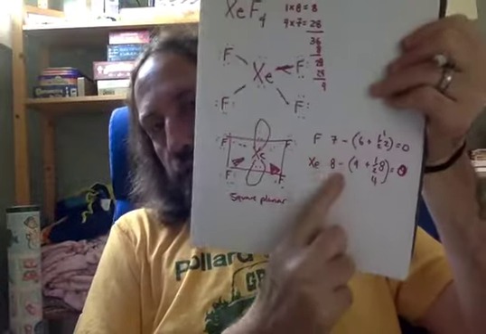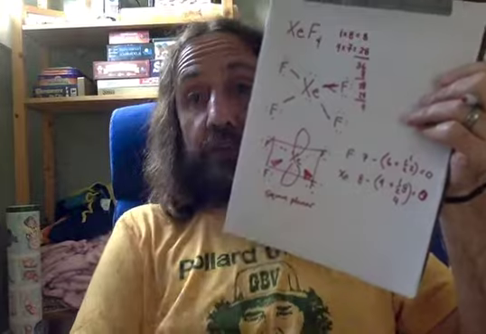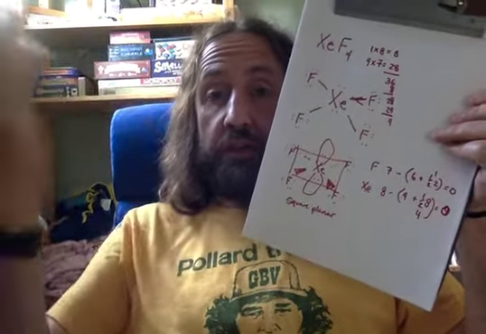And then xenon, it has 8 minus, it has 4 unshared plus 1/2 of 8 is 4. 4 plus 4 is 8. 8 minus 8 is 0. And so, there's formal charge fluorine, formal charge xenon. They're both happy with it. They're fine with it. And so, thus ends our discussion.